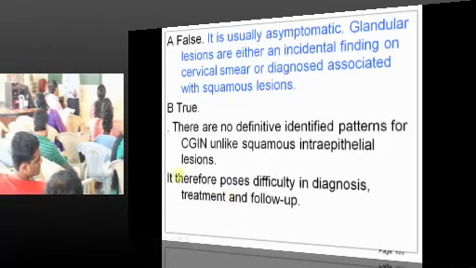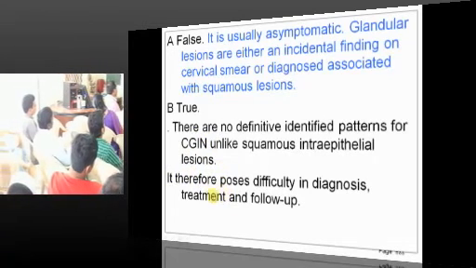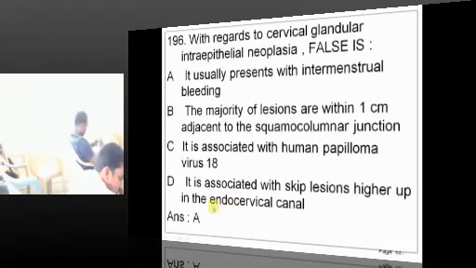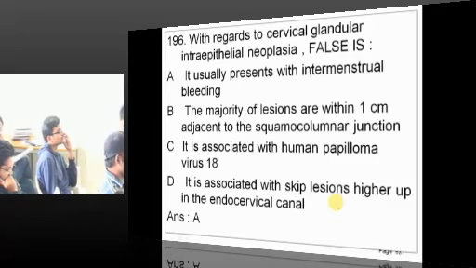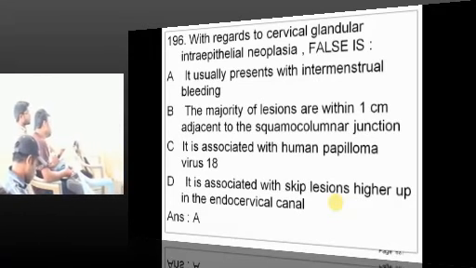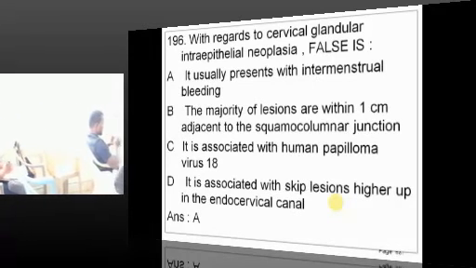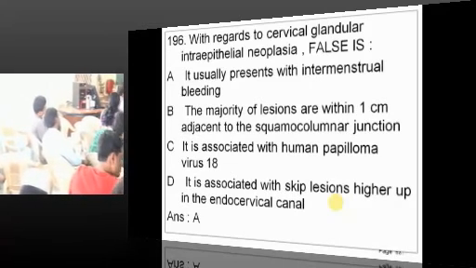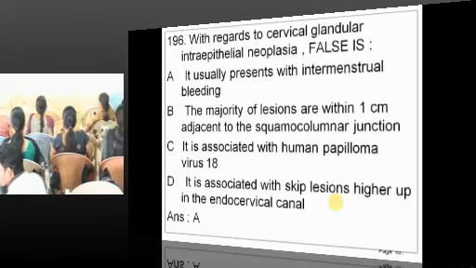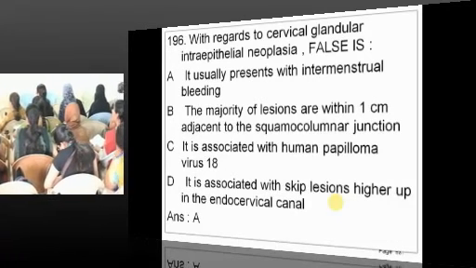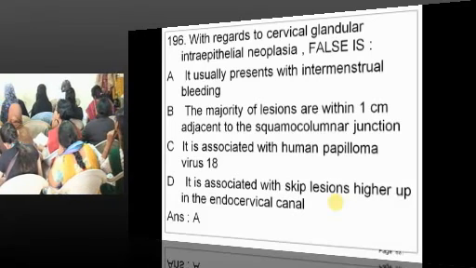Cervical glandular, yeah, it can be associated with skip lesions higher up in the endocervical canal. That's the reason if you find glandular lesions, what will you do? ECC. Endocervical curettage is what you need to do, so that you can catch those skip lesions which are hiding in the endocervical canal. Got my point? If you find atypical glandular lesions when you do PAP, then you need to do ECC. You also need to evaluate the endocervical canal. What is the contraindication for ECC? Pregnancy is a contraindication because that will lead to an early abortion. That's the reason we don't do ECC in that scenario.